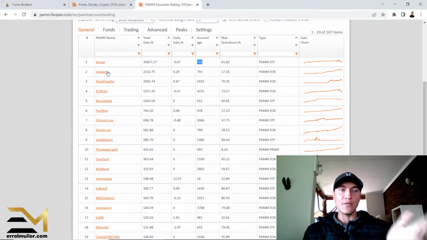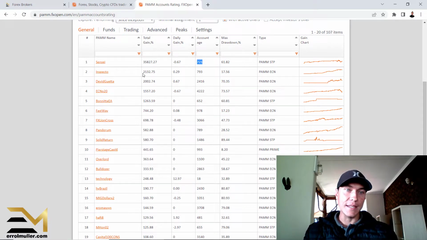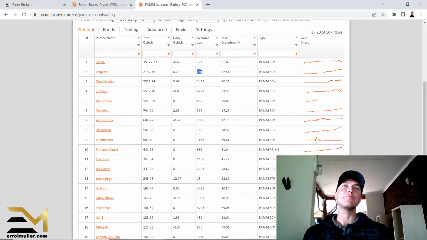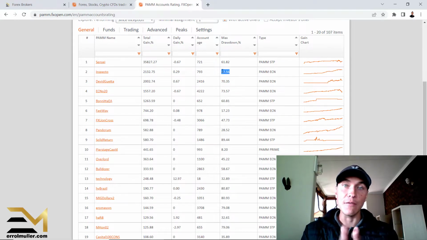And so let's, for instance, go to Inspector. So his total gain so far is 2,132. Daily gain is about 0.29%. You don't want these 14, 15, 100% or 50% growths per month, because that means it's very risky, because the next month you can lose 80% of your account. That's where the drawdown comes in. So this guy looks quite good. He's got a 17. I'm not saying invest in this guy. I'm just sharing some information with you.